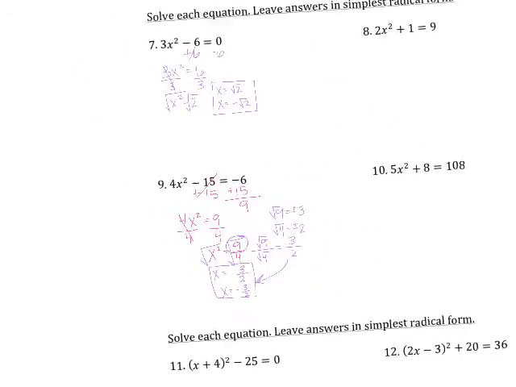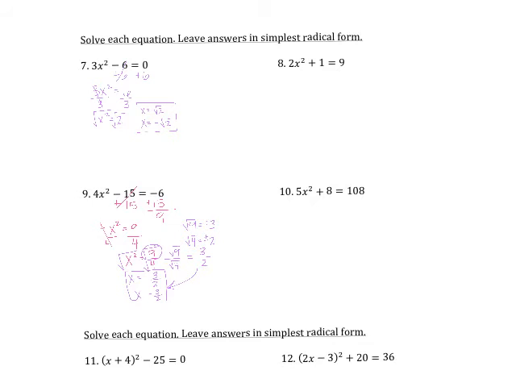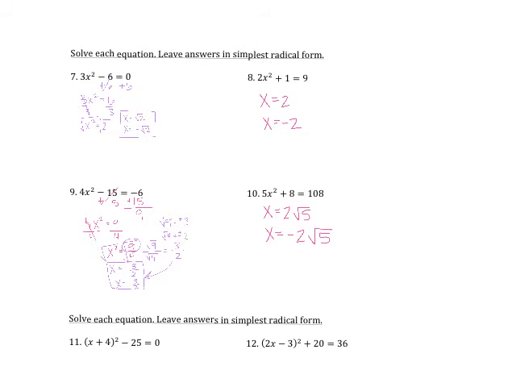Alright, so go ahead and try 8 and 10 on your own for this assignment. Alright, so once again I've included the answer key over there for you. Okay, x equals 2 and x equals negative 2 for number 8, and x equals 2 radical 5 and x equals negative 2 radical 5 there for number 10.